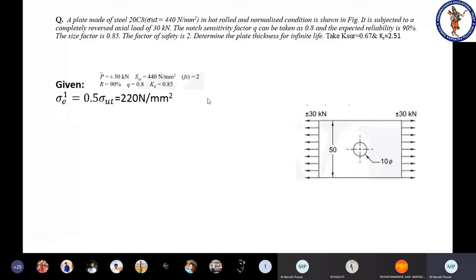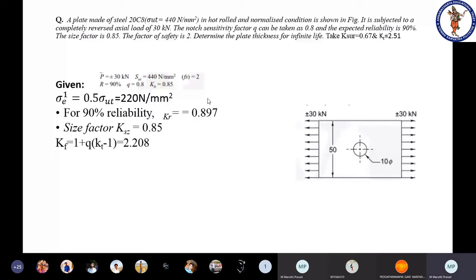So first we are calculating the theoretical endurance strength, that is 0.5 times sigma ut. So it is 220 Newton per mm square. And the reliability factor for 90% reliability is 0.897. The size factor is already given as 0.85 and the surface factor is 0.67.